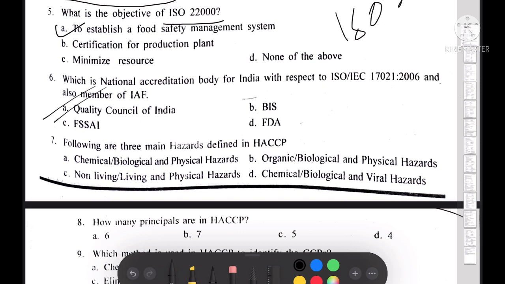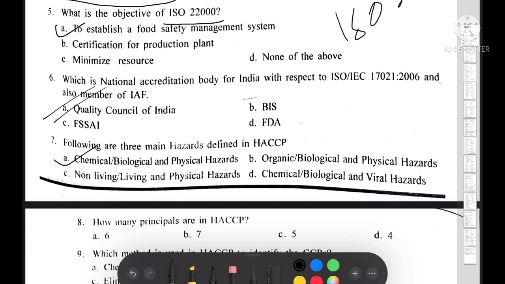So what is the role of the Quality Council of India? Its role is to establish and operate a national accreditation structure and to promote quality through the national quality campaign. It functions through its own resources and through fees from accreditations and investment in quality promotion. Next, the following are the three main hazards defined in HACCP: chemical, biological, physical; organic, biological, physical; non-living, living, physical; or chemical, biological, or viral hazards. The three main hazards defined in the HACCP plan are chemical hazard, biological hazard, and physical hazard.